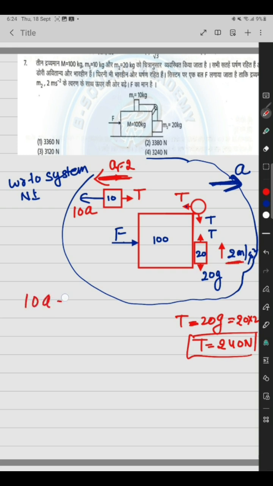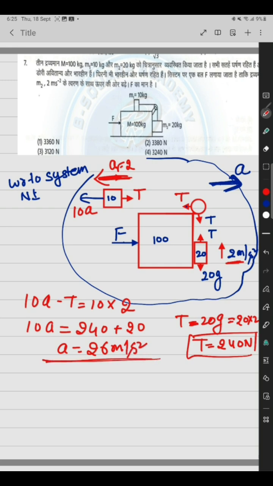Then we can say 10a minus T is equal to 10 into 2, and the 10a minus 240 is equal to 20, so 20 plus 240, so what will the acceleration be? It is 26 meter per second square. It is the acceleration of the system, 26 meter per second square. Then the system is moving with 26 meter per second square. That is the acceleration of the system, and that is the pseudo force.